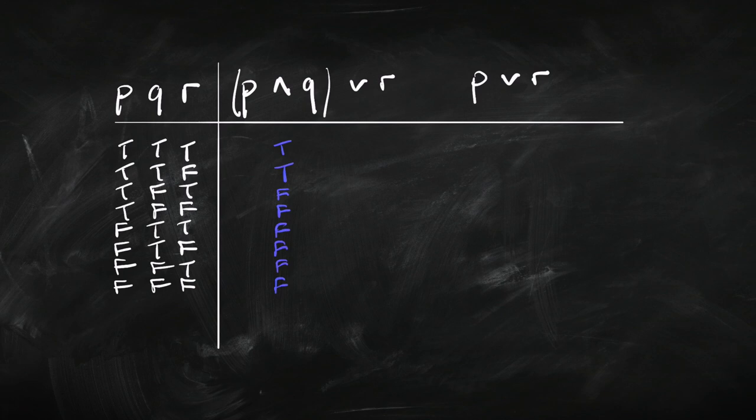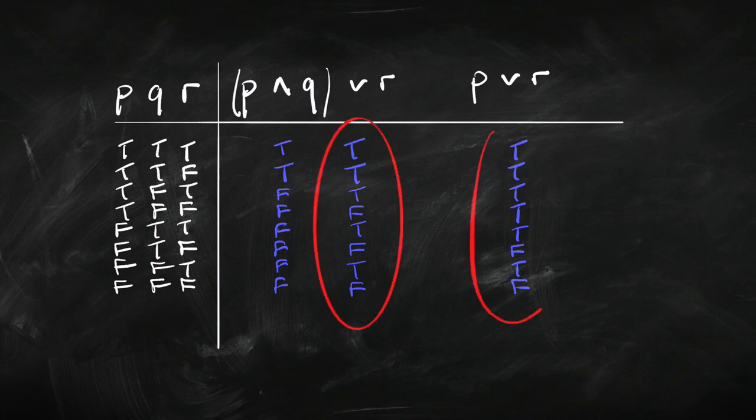Now we can look at this "or". So we're looking at when we have either a T here or a T in the R column. So that's going to look like this. So that's this sentence done. Now we look at this sentence. And we're looking at when we have a T in either the P column or the R column. So that's going to look like this. So now we're interested in this column here and this column here.